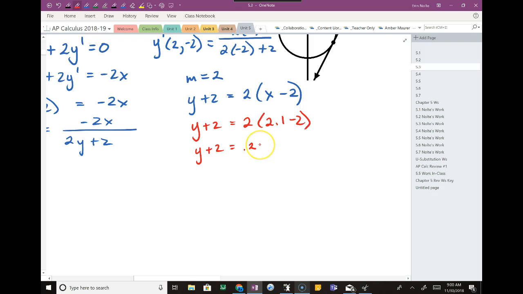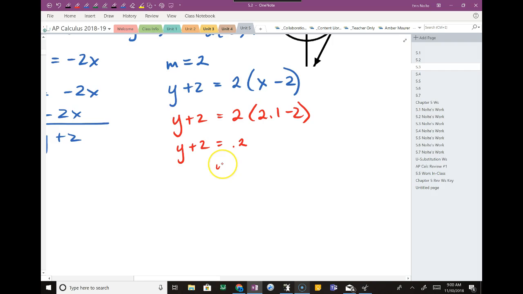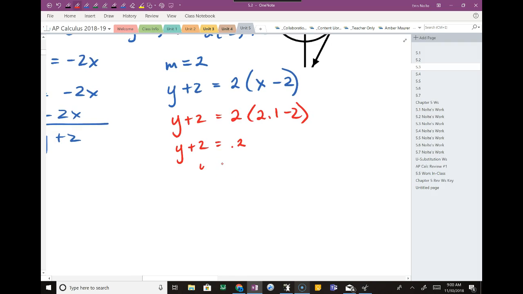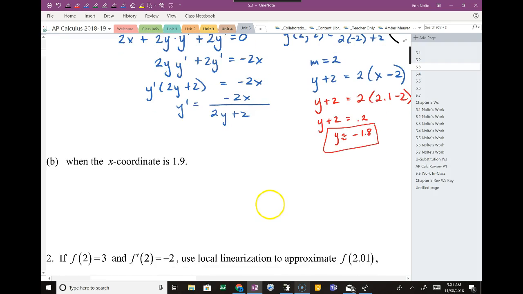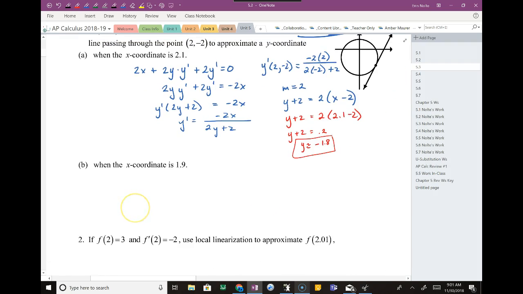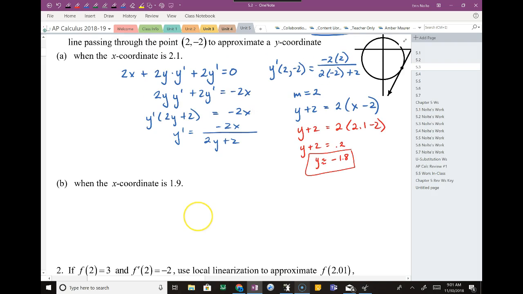0.2, right? And then my last step would be to subtract 2, and my corresponding y value is negative 1.8. Okay, and that's what you're looking for. It's an approximation, so instead of the equal sign, you could use the approximation symbol. Do we have to do that? No, you don't have to. It's recommended, but you won't be deducted for that. But it's recommended.